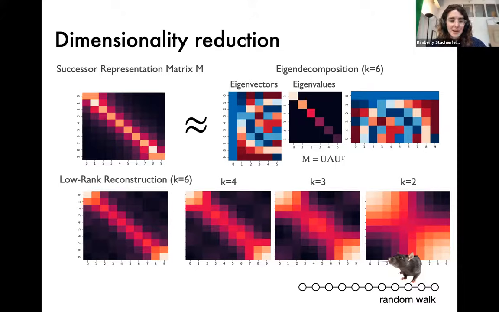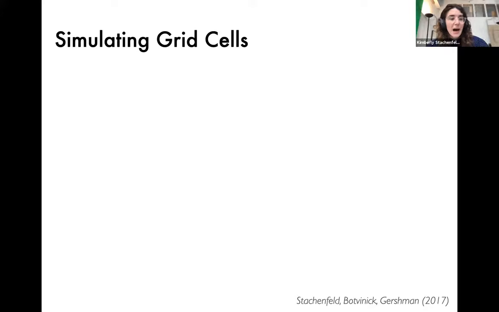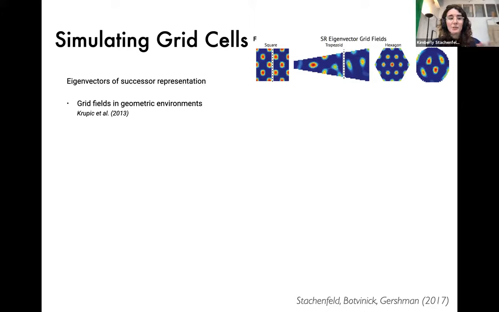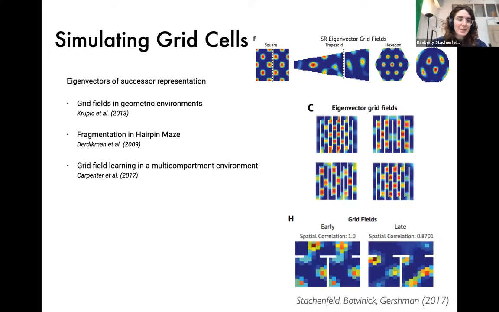So these eigenvectors were a model of how grid cells could be generated that we proposed in this 2017 paper. We used this to simulate some of the ways in which eigenvectors change in irregularly geometric environments. So in environments where you don't necessarily have a square, but you have a trapezoid or a hexagon or circles, you see different shapes of grid cells, and we could capture some aspects of this. Same thing with how grid cells fragment in a hairpin maze or how they change in multi-compartment environments.